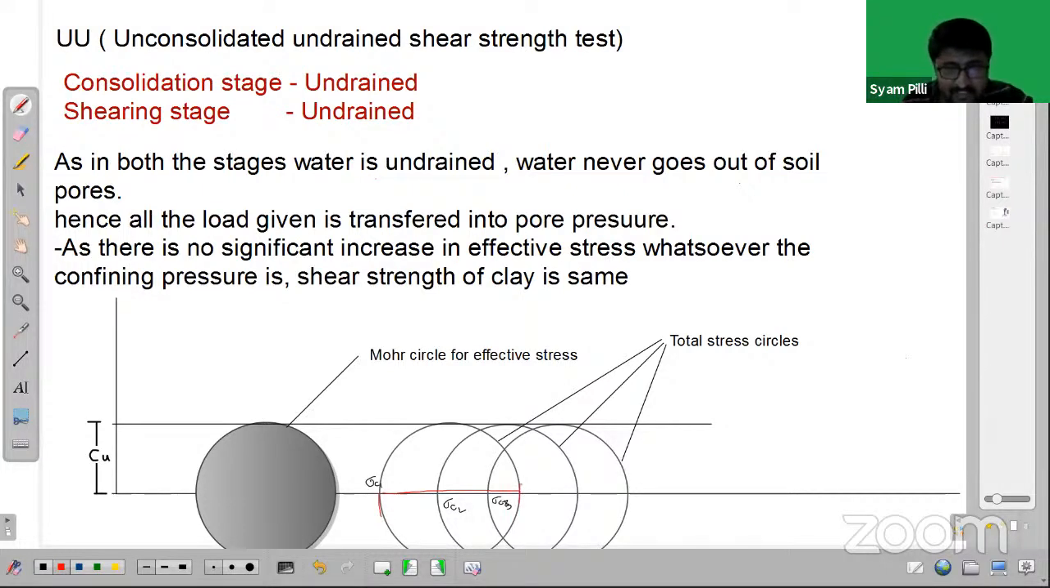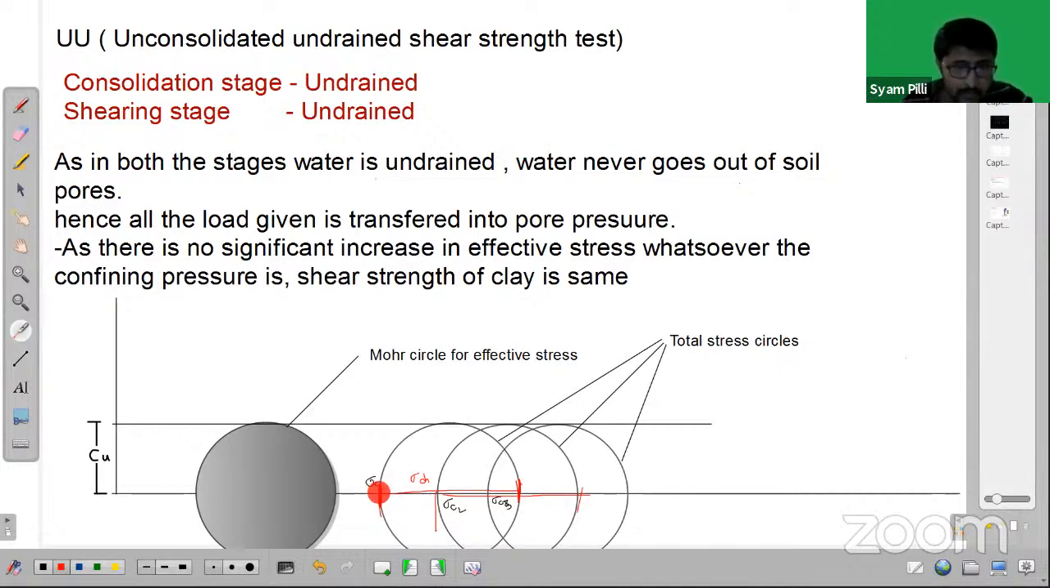In the first case, that means the diameter of the Mohr circle. This is sigma d1. So the diameter of the Mohr circle is the same for all the three cases. So this is the Mohr circle for the first case. We started at this point, sigma c.